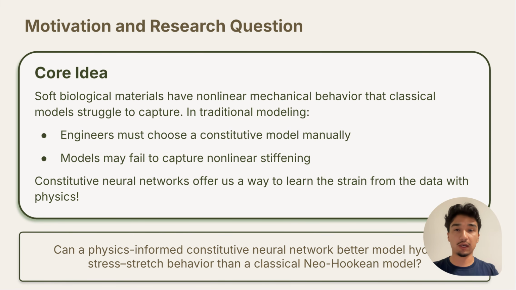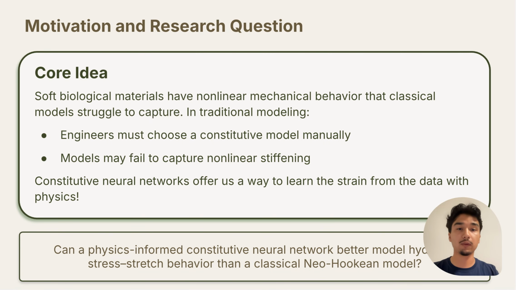Soft biological materials like hydrogels tend to exhibit highly nonlinear mechanical behavior, especially at much larger strains, and traditionally engineers must manually choose a constitutive model to describe that behavior. However, these models often struggle to capture complex behavior like nonlinear strain stiffening. CANs, however, offer an alternative approach.